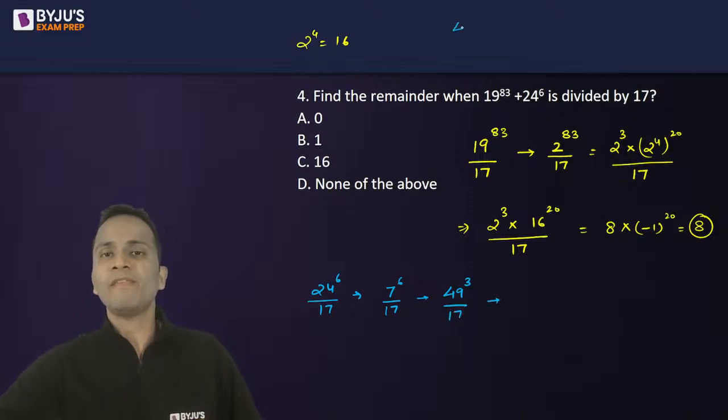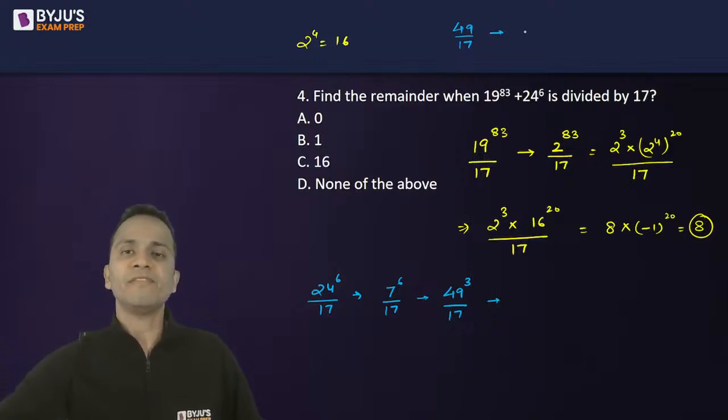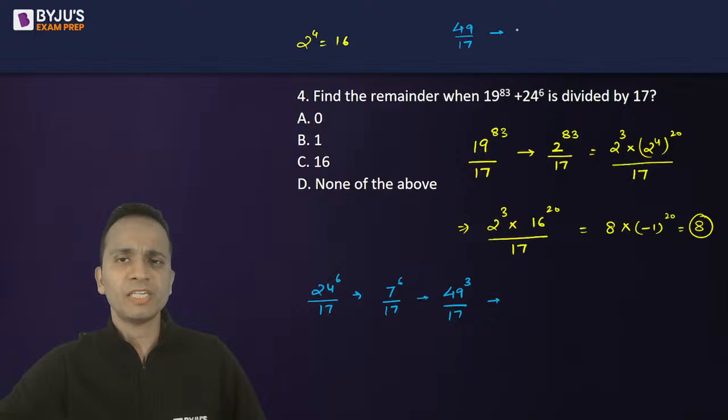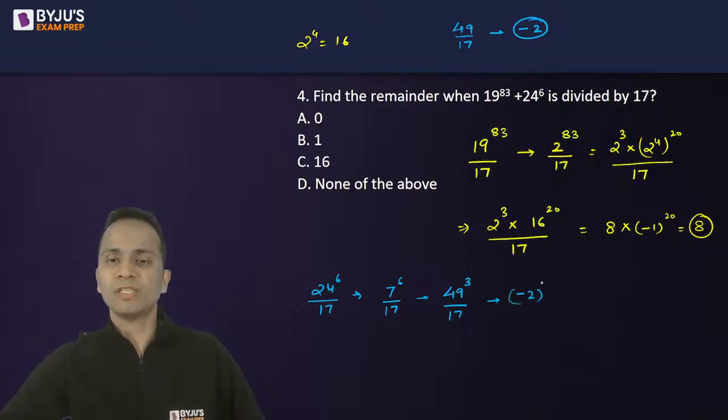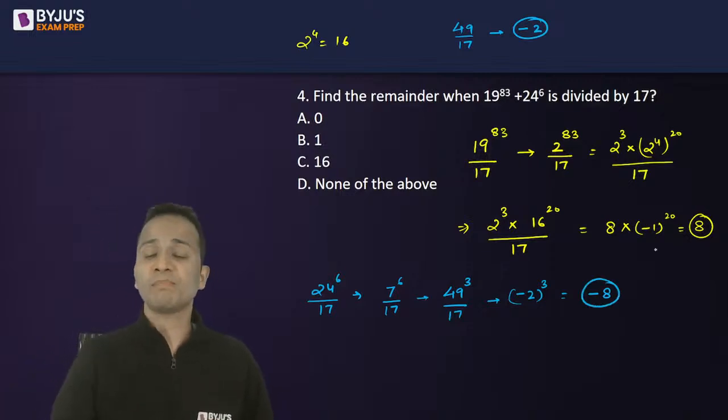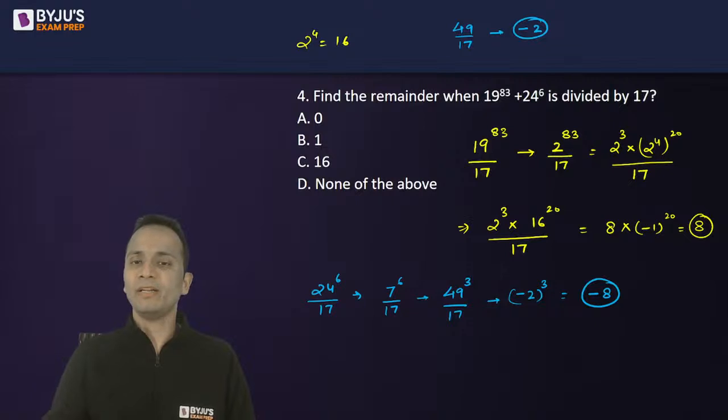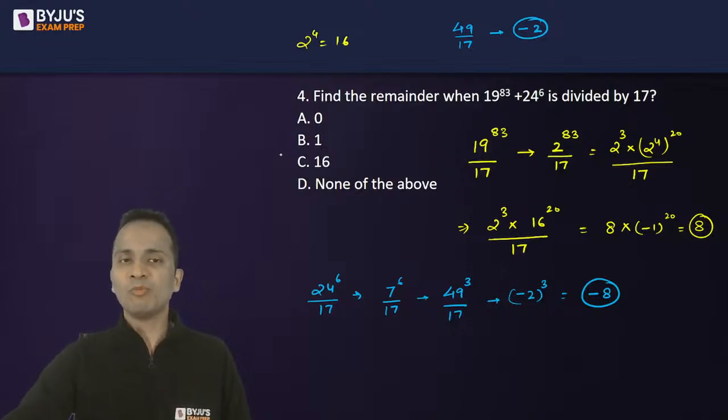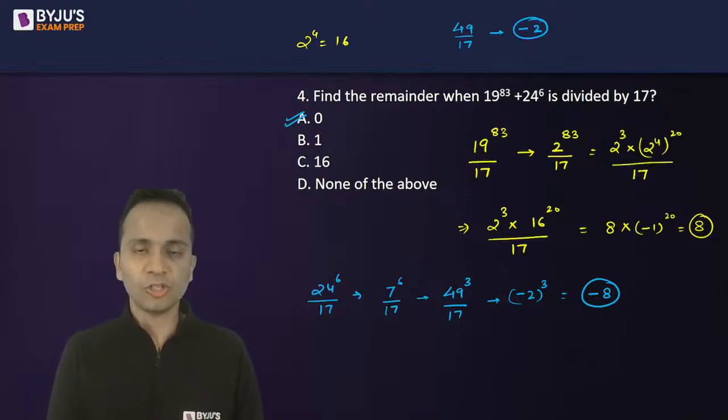Now 49 when divided by 17, look at the top of the screen. Since 51 is completely divisible by 17, I can say 49 when divided by 17 will give me a remainder of minus 2. So I can write it as minus 2 raised to the power 3, which is minus 8. From the first part, the remainder is plus 8. From the second part, the remainder is minus 8. If I add both of them, I will get 0. So option A, that is 0, will be the correct answer of this question.